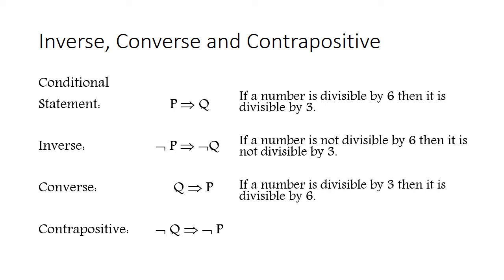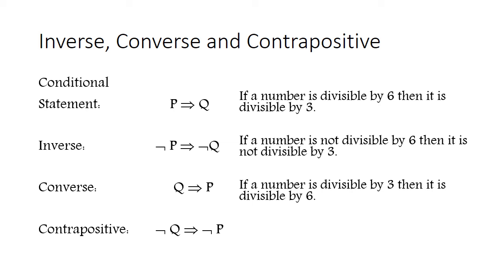Now let's see the converse. The converse says: if a number is divisible by 3, then it is divisible by 6. This is again a false statement, because you have 15, you have 21. These are the two examples I can give you. These numbers are divisible by 3 but they are not divisible by 6.